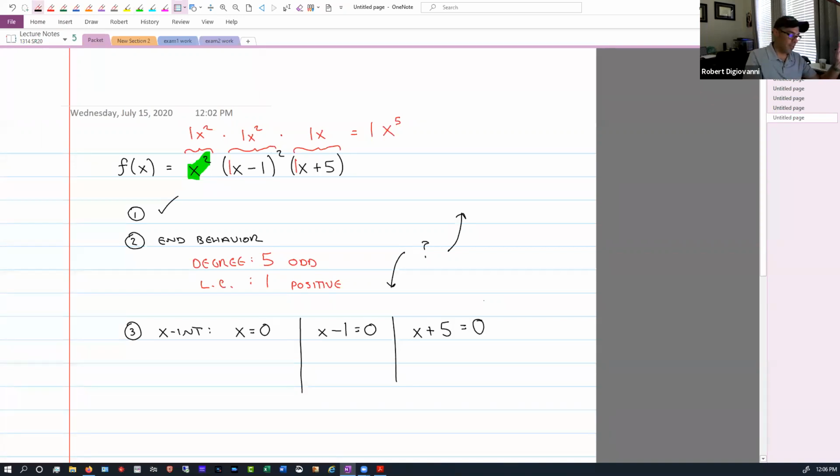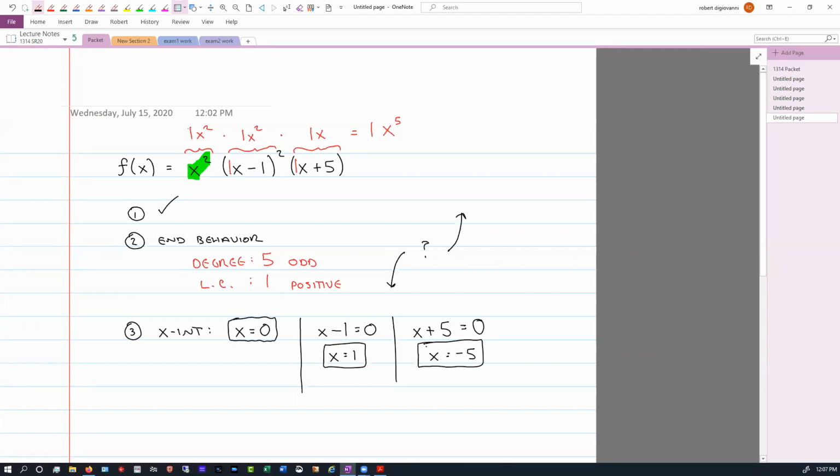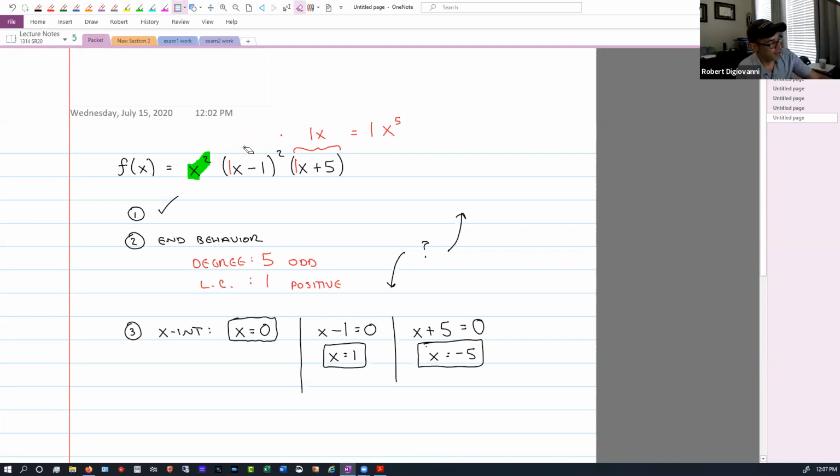So now you just solve each of these. The first one just gives you the answer, x must be 0. The next one is x must be 1, just adding 1 to both sides. And the last one is negative 5, just subtracting 5 from both sides. So those are my x-intercepts. What should I do now? So we go from like the cross bounce. Yeah, we have to determine the cross bounce.